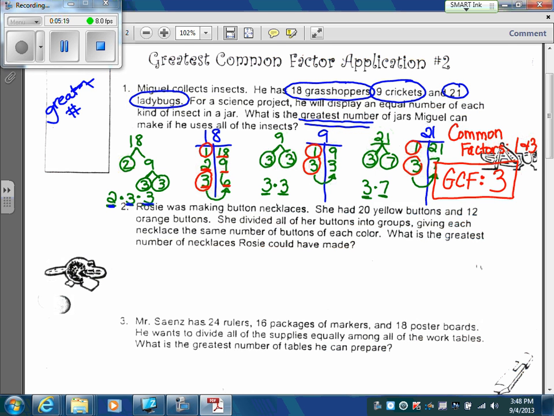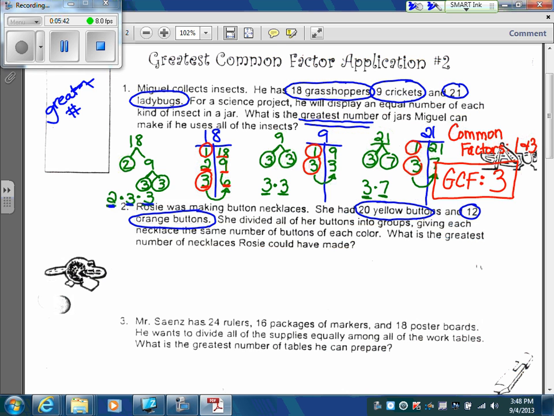Okay, let's go to number 2. Pause the video, try it on your own, and then come back and check with me. Okay, so you should check this on your own. Rosie was making button necklaces. She had 20 yellow, so I'm circling what's important, and 12 orange buttons, circling what's important.